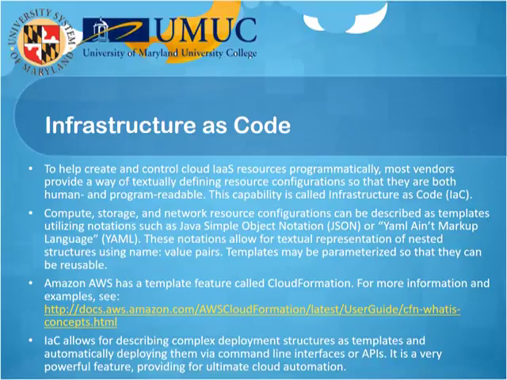Templates may be parameterized so that they can be reused. Amazon AWS has a template feature called CloudFormation. For more information, see the link enclosed. Infrastructure as Code allows for describing complex deployment structures as templates and automatically deploying them via command line interfaces or APIs. It is a very powerful feature, providing for ultimate cloud automation.